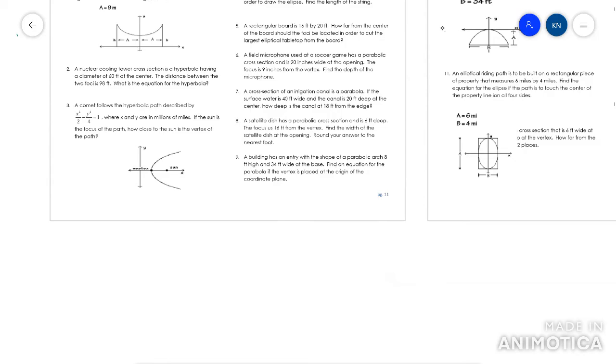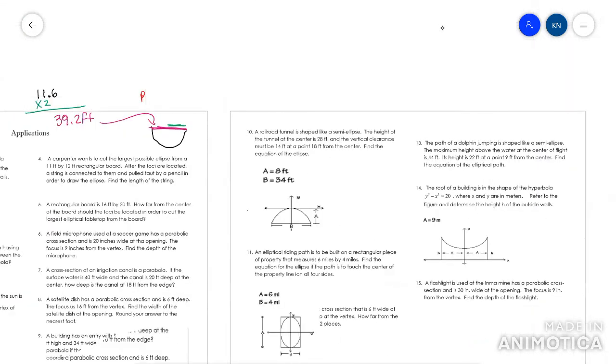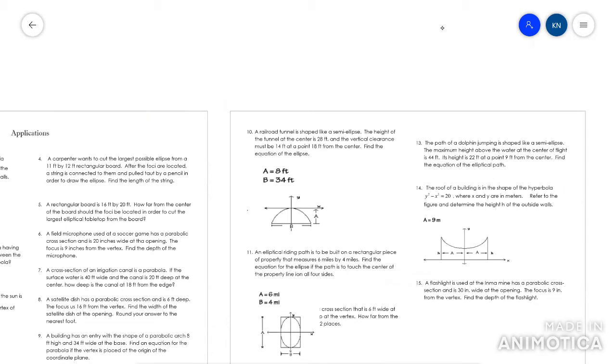Okay, next page. Number 10. I don't know why this is still here. All right, there's this railroad tunnel and it takes the shape of an ellipse. So it actually kind of takes this shape, right? They give me all these numbers and they want to know the equation of the ellipse. Well, the first thing I'd probably do is I'd realize that this is a horizontal ellipse. And so your equation is going to be x squared over a squared plus y squared over b squared equals 1. Okay?